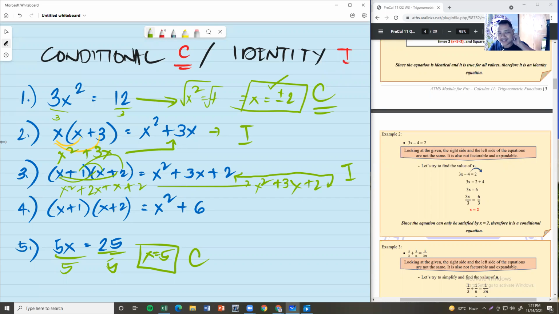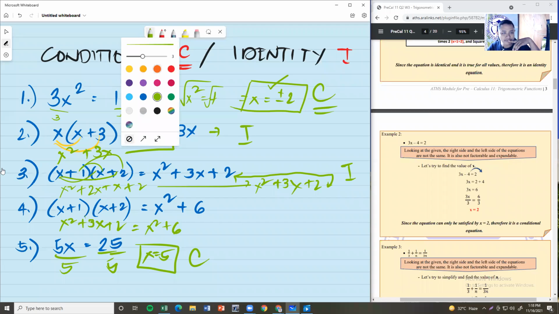And finally, this one. Will it be identity or conditional? Many of your classmates had varied answers for number 4. Let's see. Let's do the FOIL method. We already had the FOIL method here. We have x squared plus 3x plus 2 is equal to x squared plus 6.